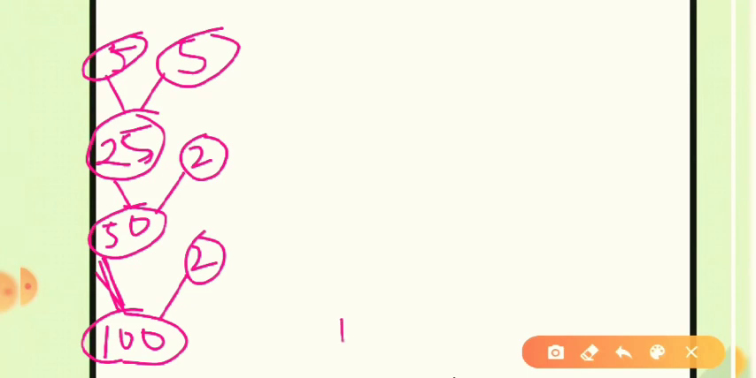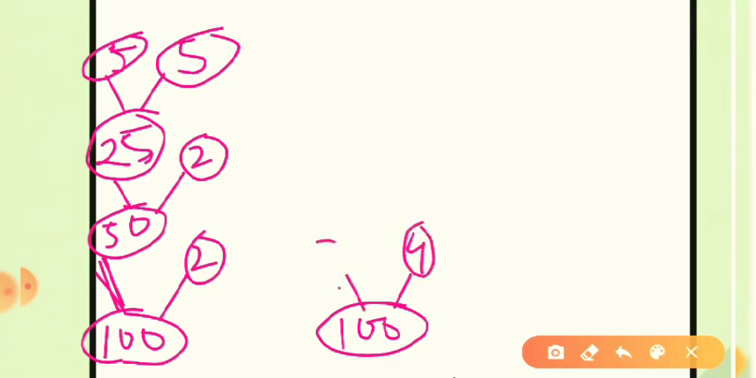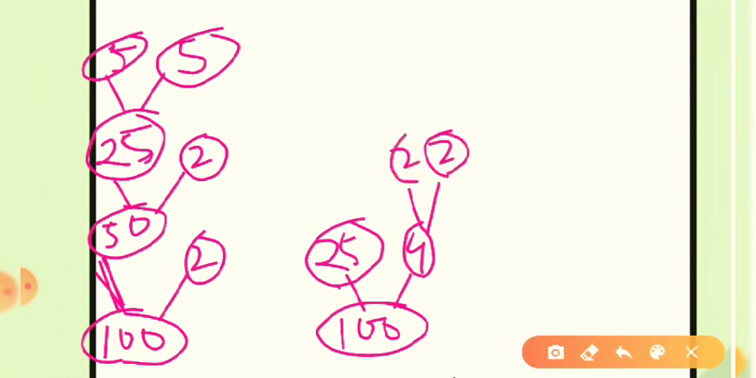Now in the second way, we will take 4 into 25. First you can write 4, and next you can write 25. Now 4 has more factors, so give it branches. What are the factors of 4? Yes, 2 and 2. And for 25, it has 2 more factors, that is 5 and another 5. So in this way it is completed.